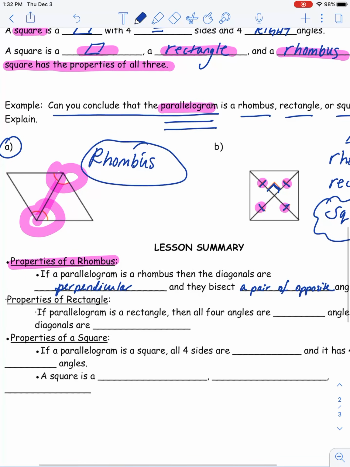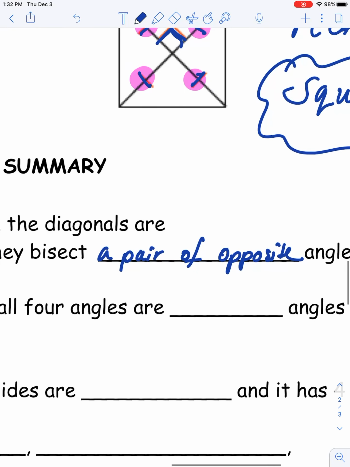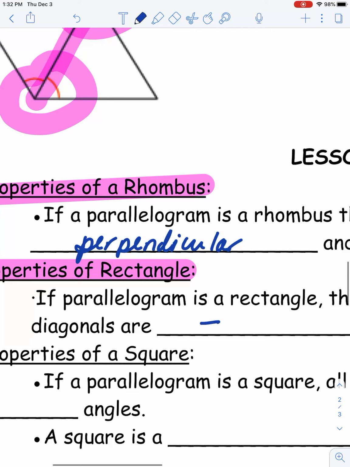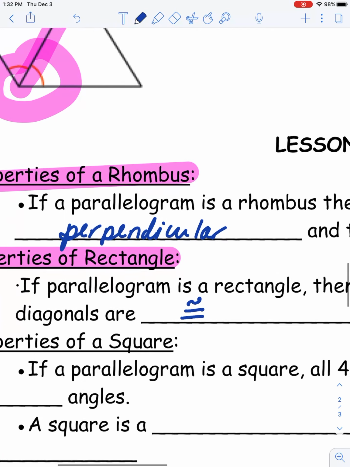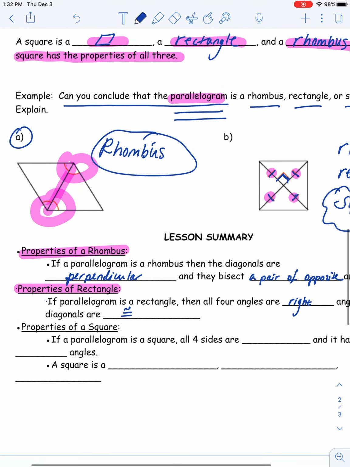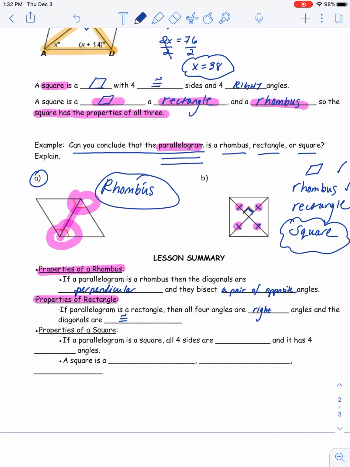Next, properties of a rectangle. If a parallelogram is a rectangle, then all four angles are right angles, and the diagonals are congruent.